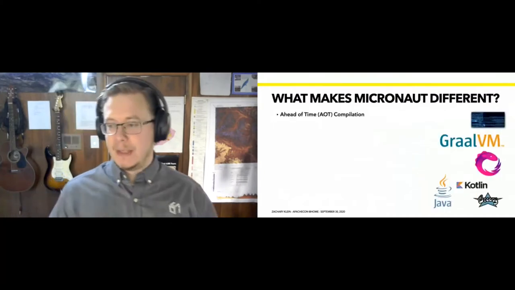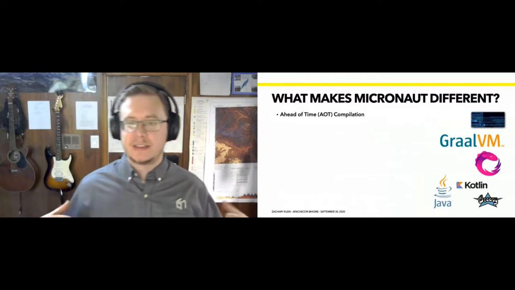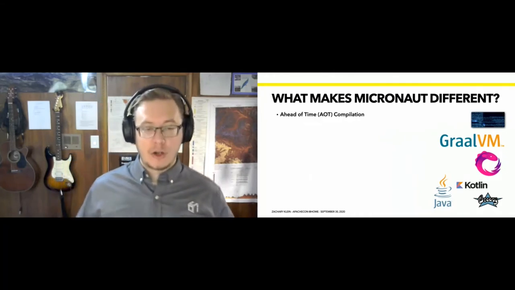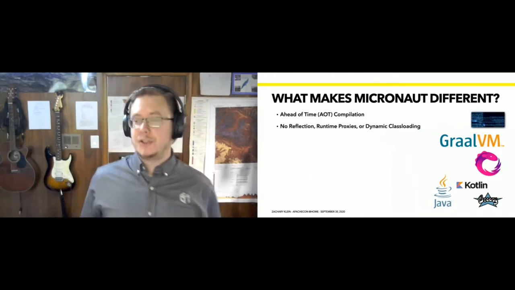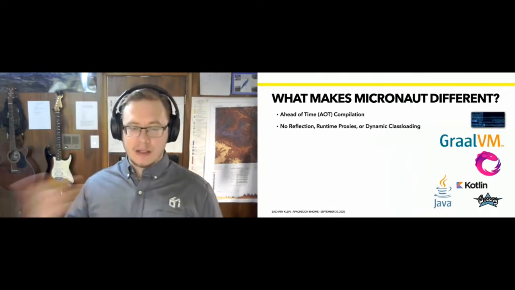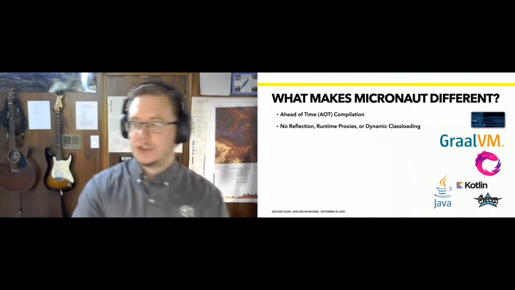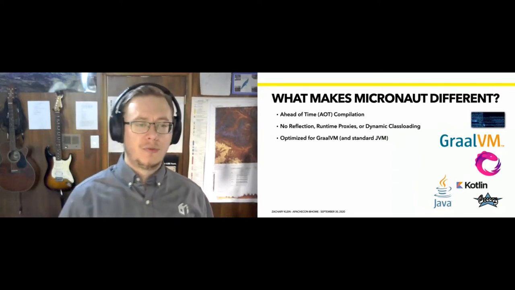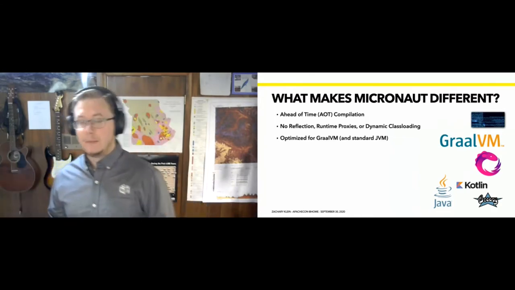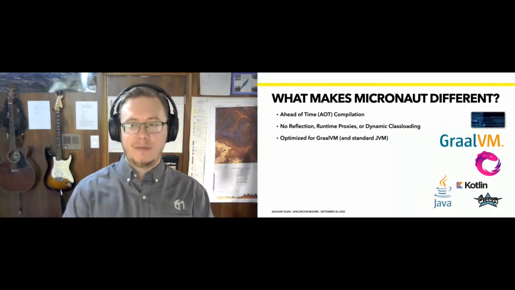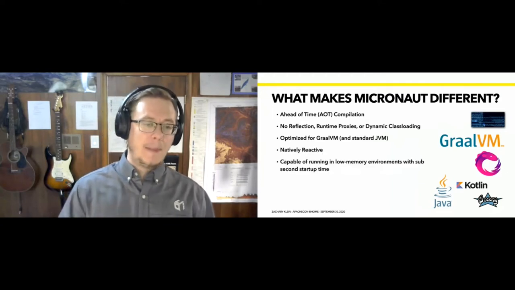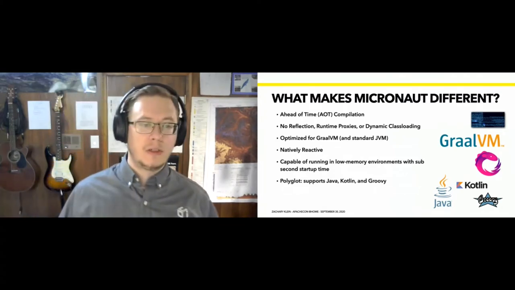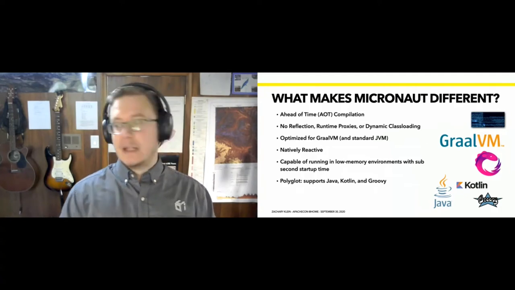What makes Micronaut different? Well, I already mentioned ahead of time compilation. It's a framework that does the framework magic while your app is being compiled rather than when your app is started up or while it is running. That means no reflection needed to introspect classes and objects at runtime. There's no need for runtime proxying or dynamic class loading or metadata caching and so forth. That also makes Micronaut a great fit for GraalVM, an alternative JVM that a lot of folks are excited about, very high performance, natively reactive, capable of running in low memory environments. Again, that's also important in cloud computing. When you're paying for resources, Micronaut will bring down your resource requirements. And then Micronaut is polyglot.